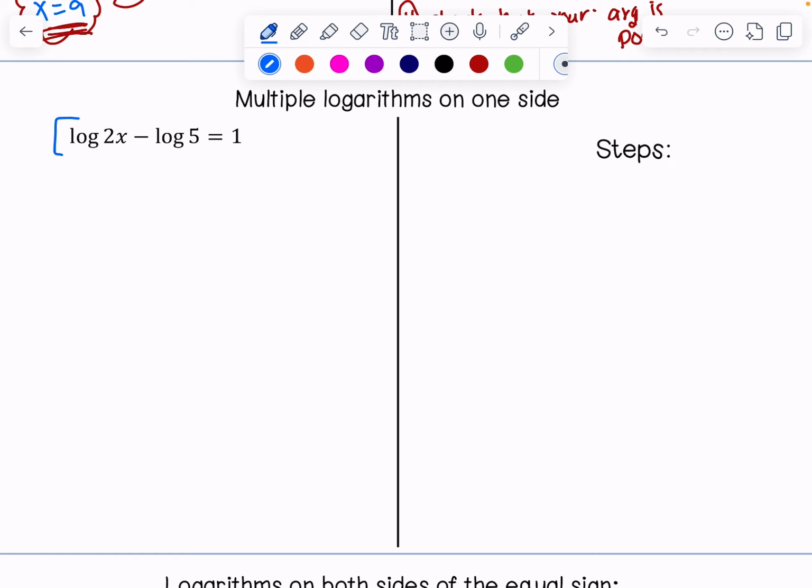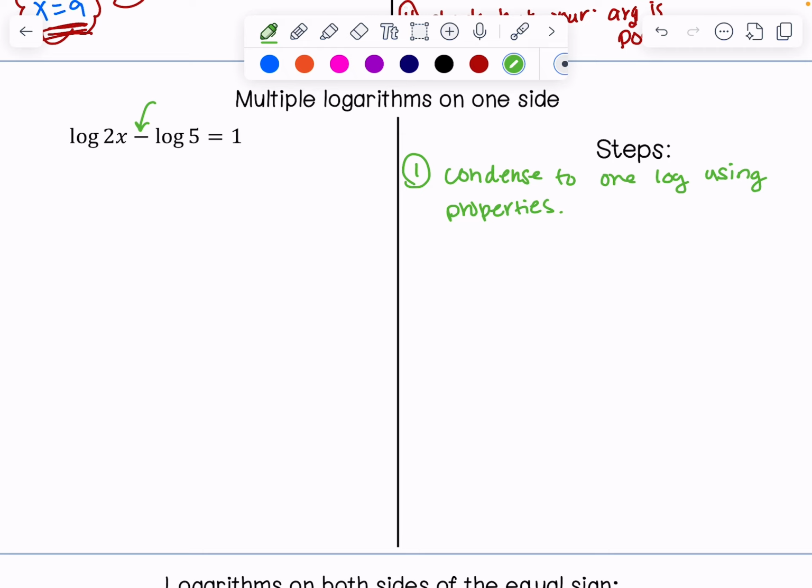So when we have logarithms on the same side of the equation, we want to get it down to one logarithm. So what we want to do is condense to one log using our properties. At this point, if you're solving logarithms, you should be pretty comfortable with your different properties. So immediately here, I see subtraction. Subtraction tells me that I can use the quotient rule.